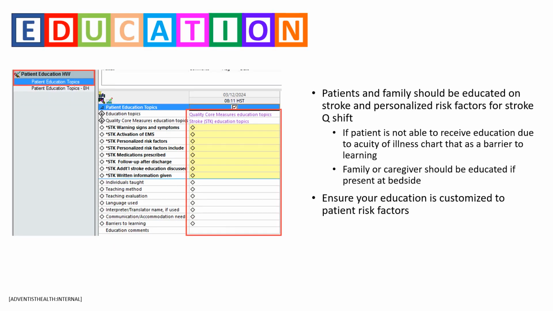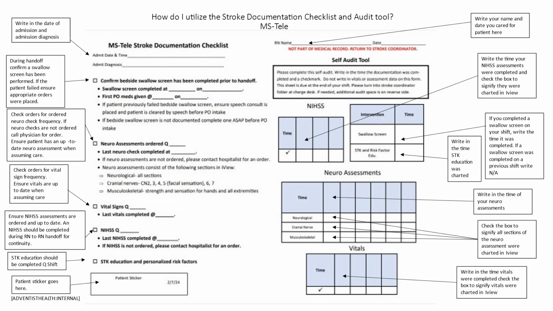Remember to document your stroke education, which can be found under the topic of Quality Core Measure Education. Patients and families should be educated on stroke and personalized risk factors for stroke Q-shift. Ensure that your education is customized to the patient's risk factors. If the patient is not able to receive education due to acuity of illness, remember to chart that as a barrier to learning. Here is an example of the Med-Surg and telemetry stroke documentation checklist.